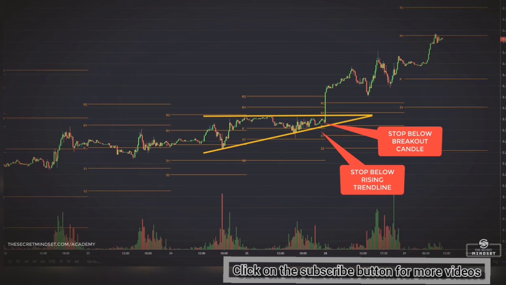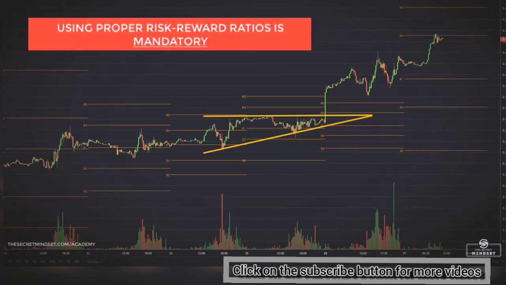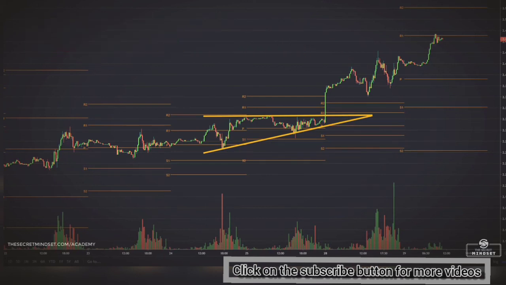Also, keep in mind, while ascending triangles provide the profit target, that target is just an estimate, a projection. A price may far exceed that target or fail to reach it. This is why using proper risk-reward ratios is mandatory. Otherwise, the risk is that the triangle pattern will transform into something else and will invalidate the reason you have entered in that particular trade in the first place.